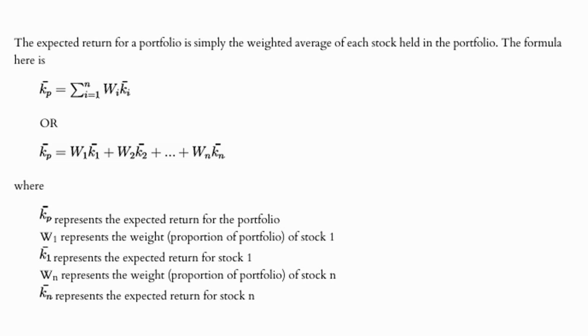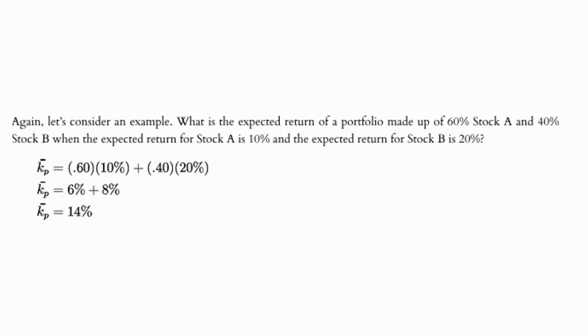The expected return for a portfolio is simply the weighted average of each stock held in the portfolio. Note that the weights have to sum to 1. In this example, suppose 60% in Stock A and 40% in Stock B. Stock A has an expected return of 10% and for B it's 20%. So 0.6 times 10% is 6%, plus 40% of 20% is 8%, which yields a portfolio expected return of 14%.